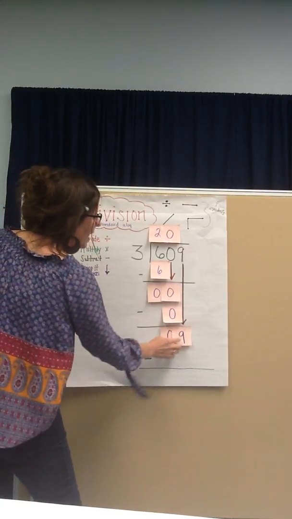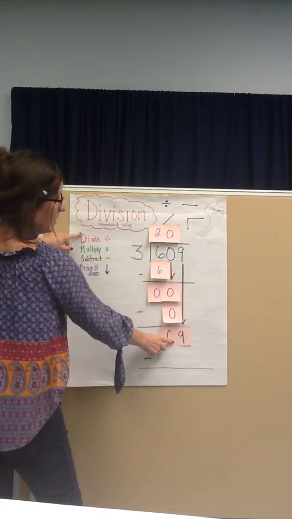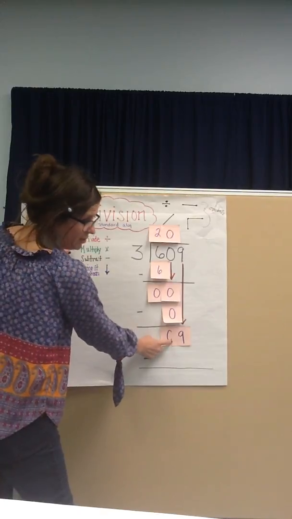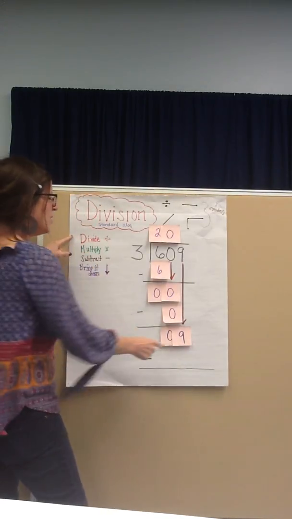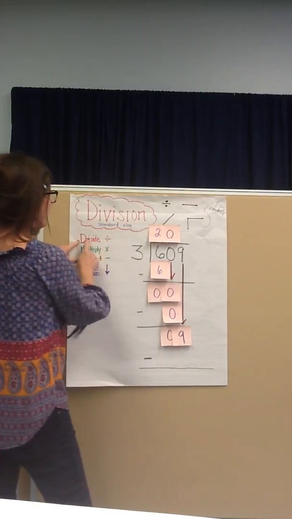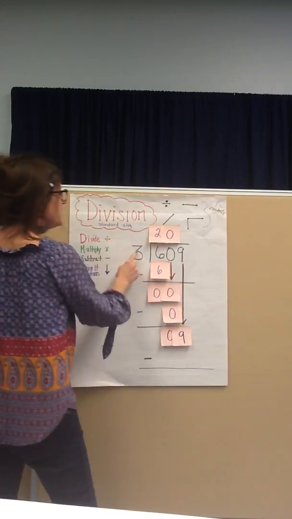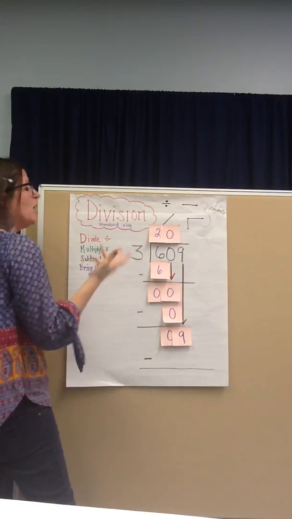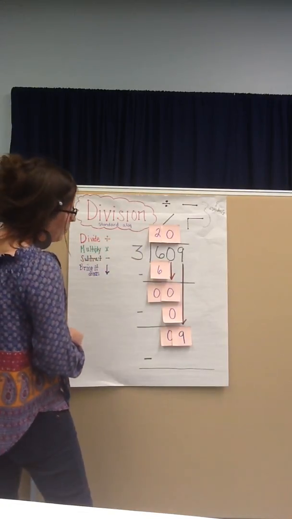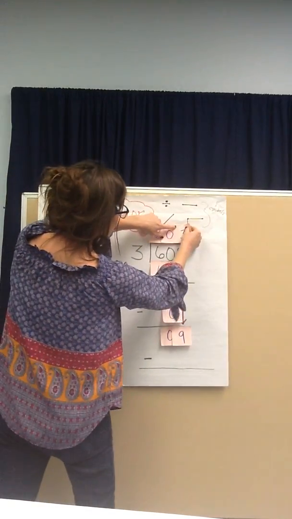I circle it. And I always say, okay, I'm back to the beginning. That's why it's called long division. It takes a long time. It's a lot of work. But it's worth it. And it pays off in the end. Okay, so now I have 9 divided by 3. What is 9 divided by 3? Well, 3, 6, 9. Oh, 3. So I need to put that in my quotient.